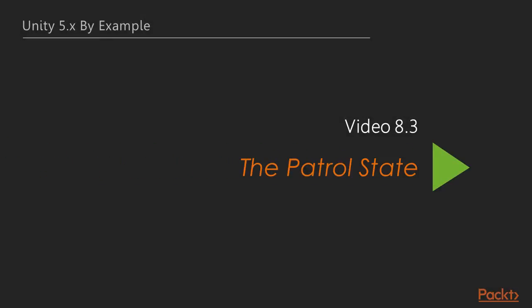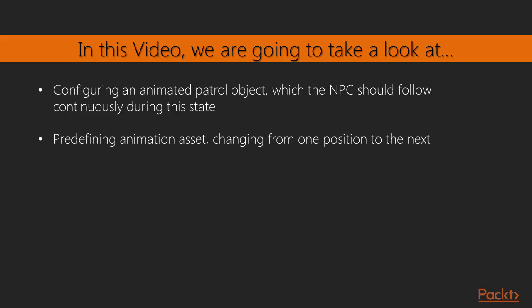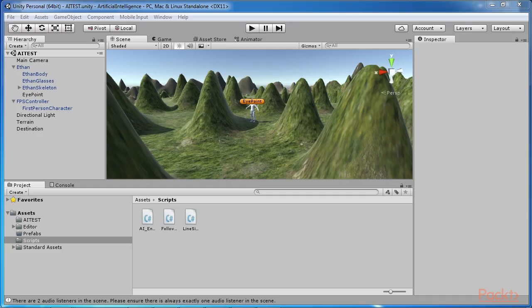Welcome to the next video of the last section, the patrol state. In the previous video we have learned about finite state machines. In this video we'll learn more about the patrol state. The first of the three states to implement for the NPC AI is the patrol state.